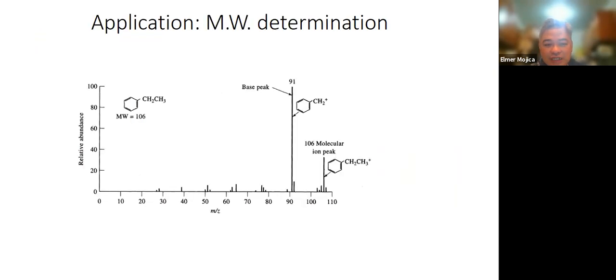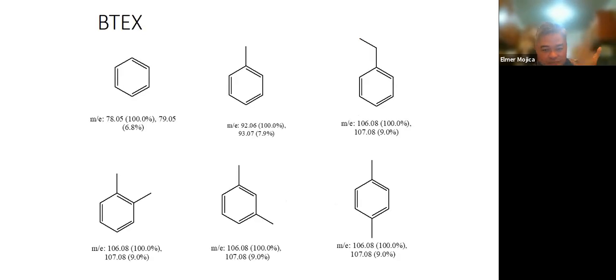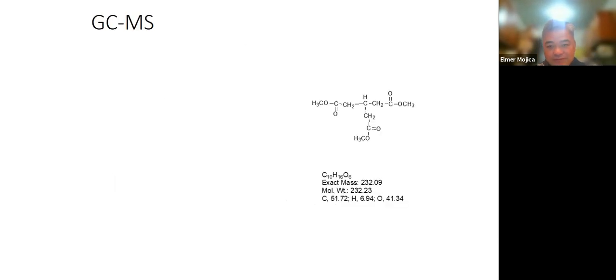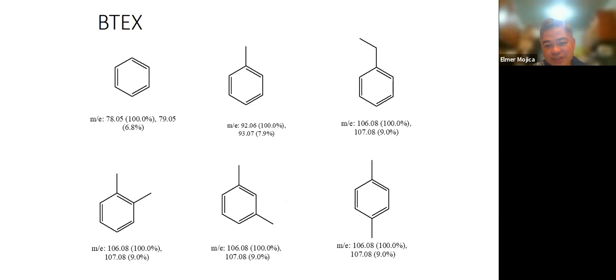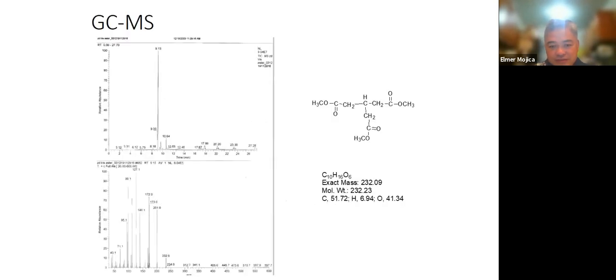Okay? You can also have like this molecular determination. Okay? So ano yung difference ng 106 tsaka 91? So it's just one methyl, right? 106 minus 91 is equals to what? 15, which is equals to this one. Now we have an experiment on this BTEX, okay? And the way that I ask a student is look at the fragmentation. And then we can also have like a fragmentations of this to determine the molar mass. So titingnan mo lang ano yung percentage ng carbon, hydrogen, and oxygen.